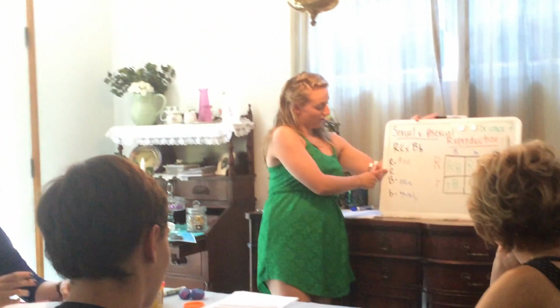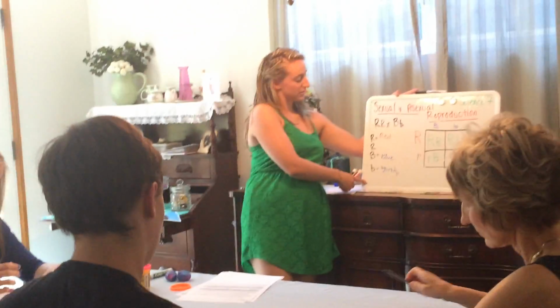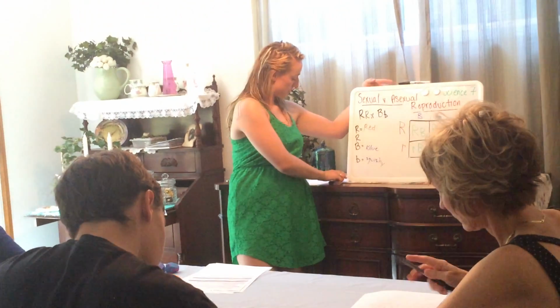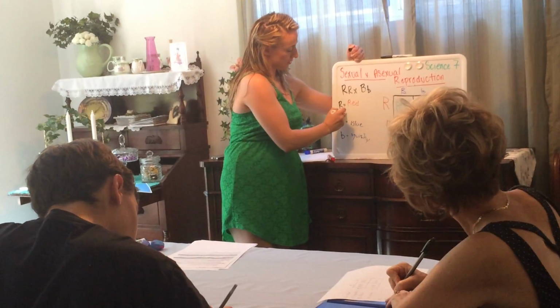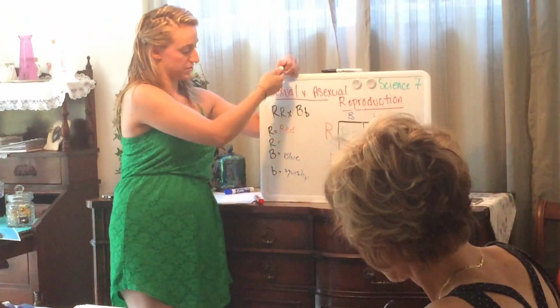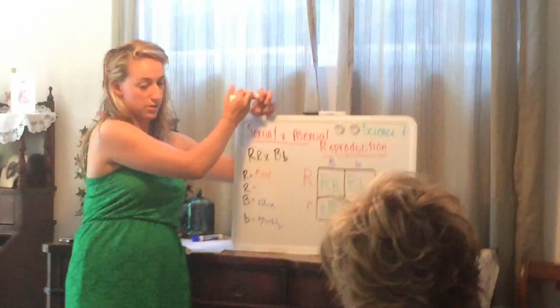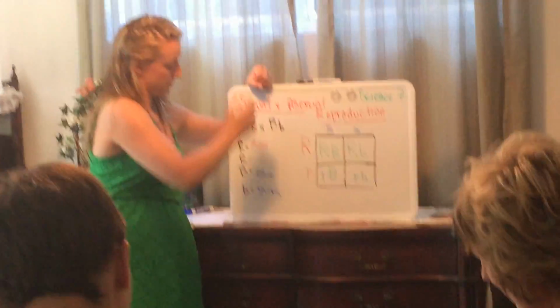So let's draw another Punnett square, and let's write down now the 4 different things that you're going to be working with. 4 different genes that you're going to be working with.